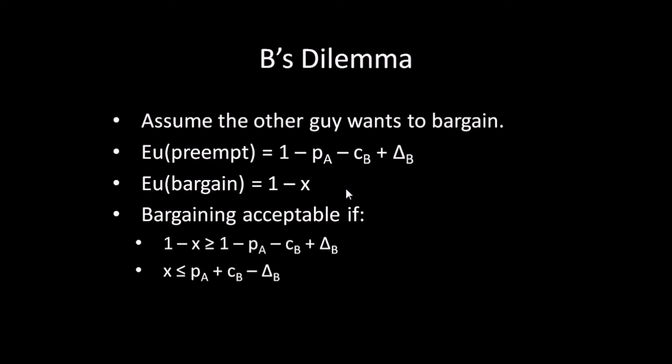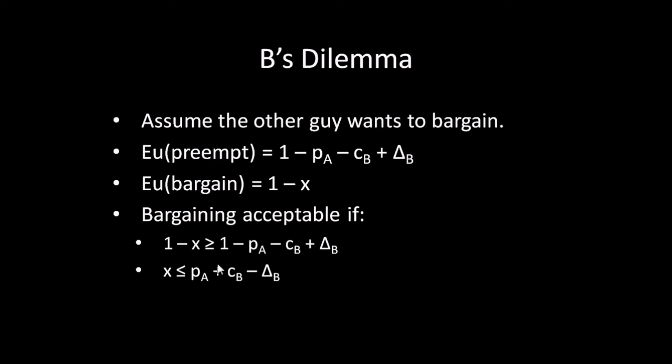Now, if B were to bargain instead, to forego the first strike advantage, then when they sit down at the bargaining table, B will get 1 minus X. That's the remainder of the amount that A is getting. Remember, A gets X and B gets the remainder, or 1 minus X. That's essentially 100% of the good minus A's percentage of the good. So that means bargaining is acceptable if we just put these two things together. One is at least as good as the other.